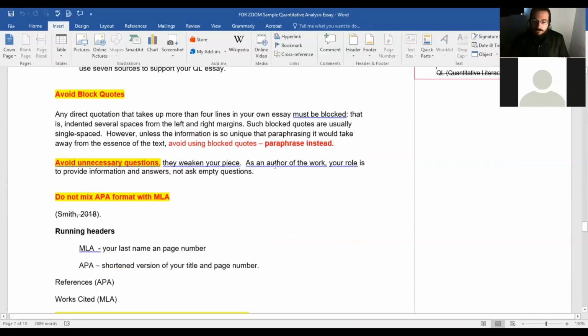What about avoiding block quotes? Okay, what my students sometimes do, and let me tell you, these papers don't impress, okay?